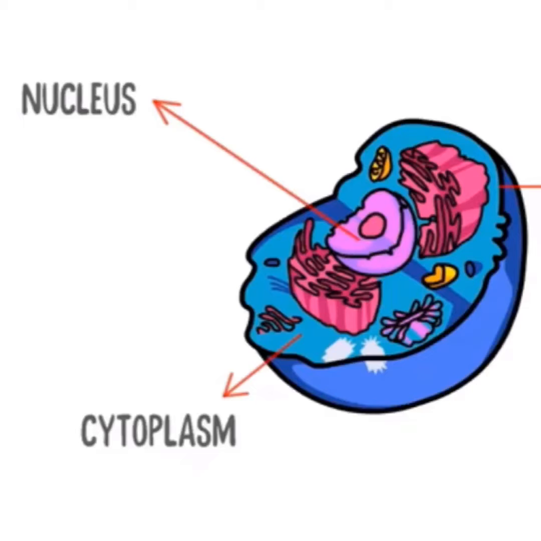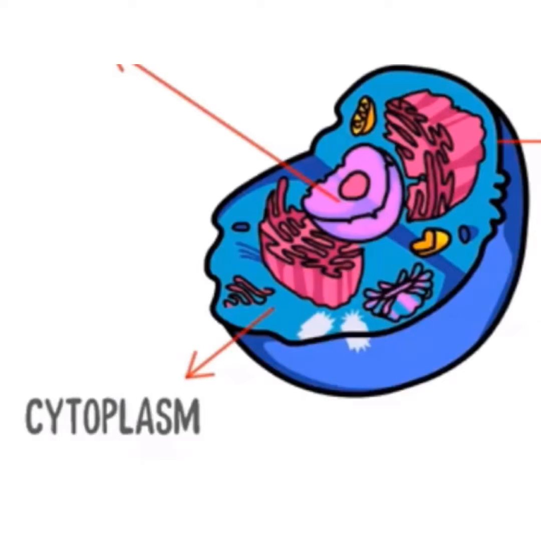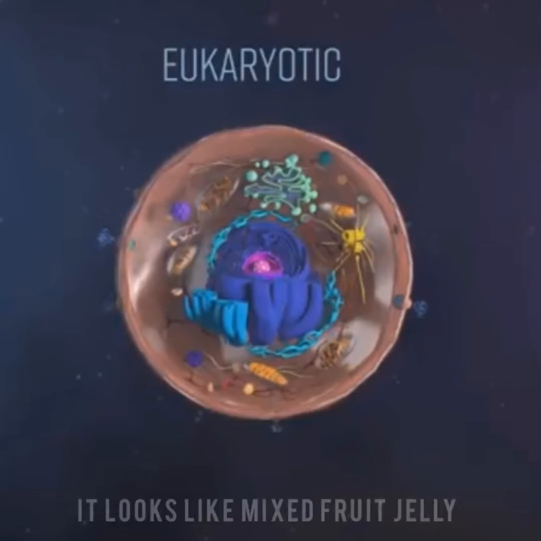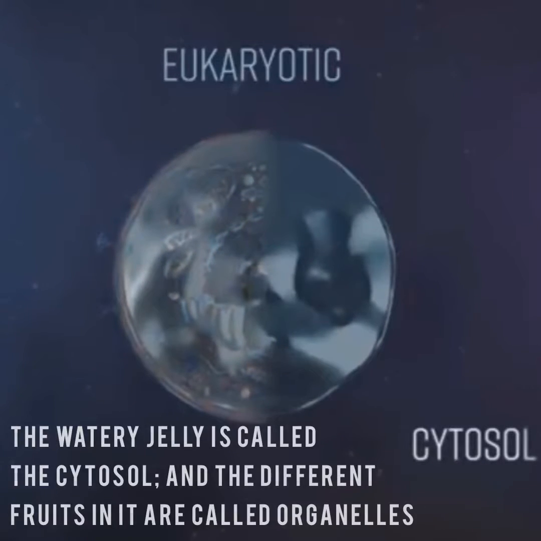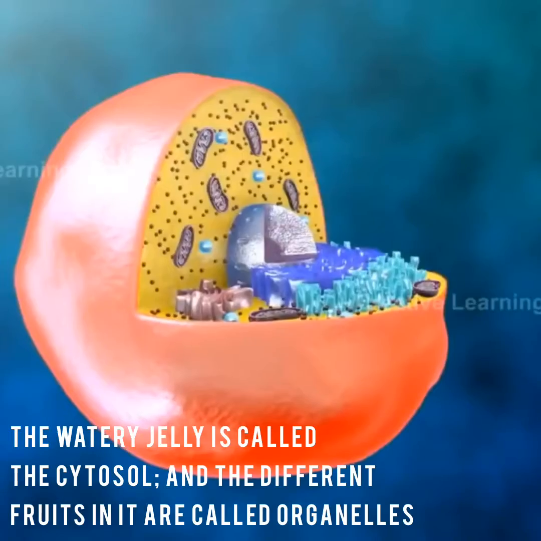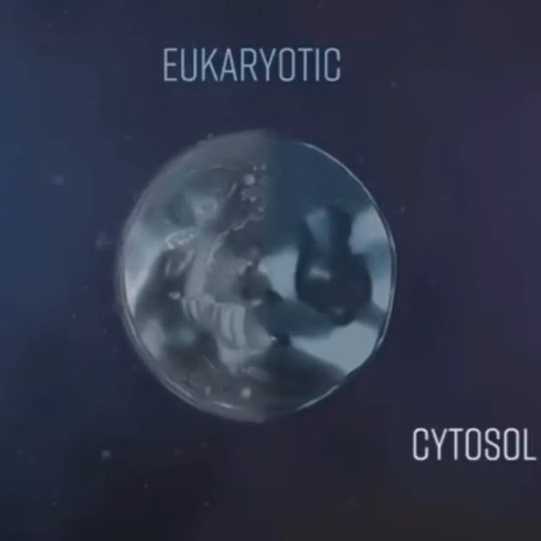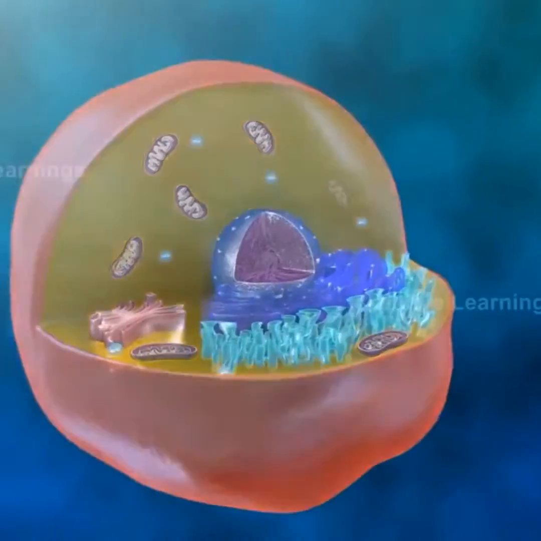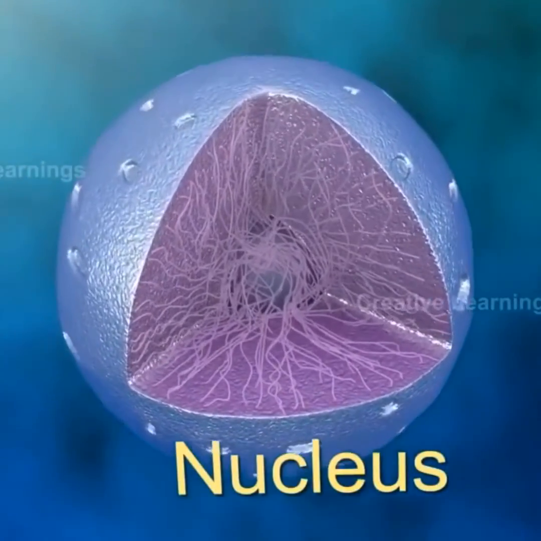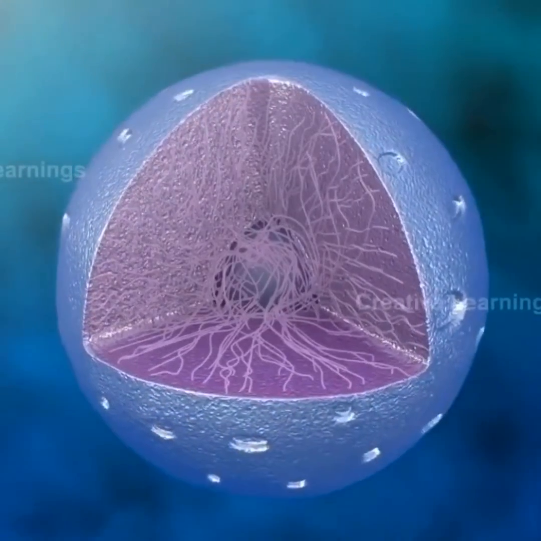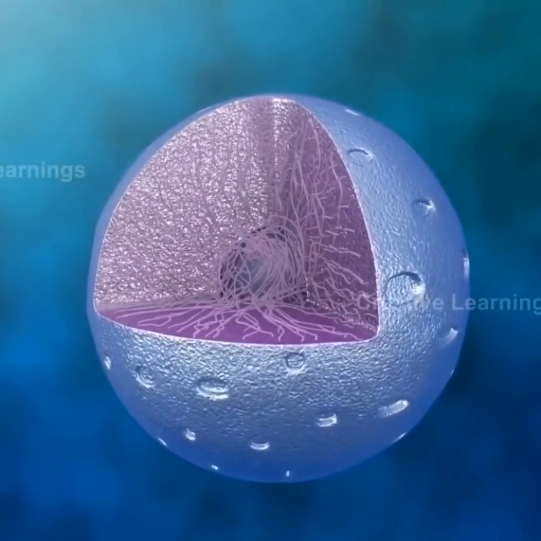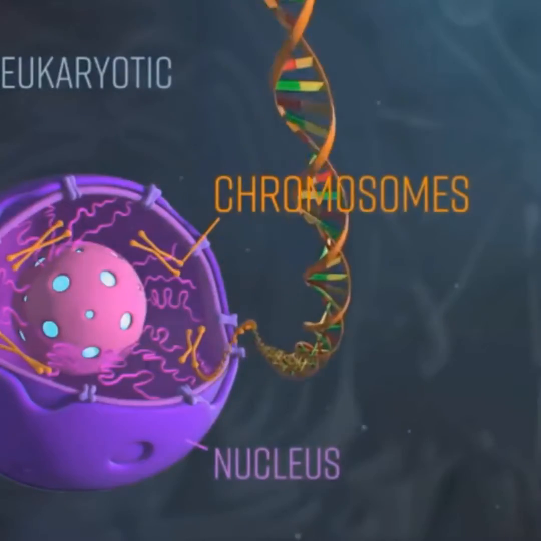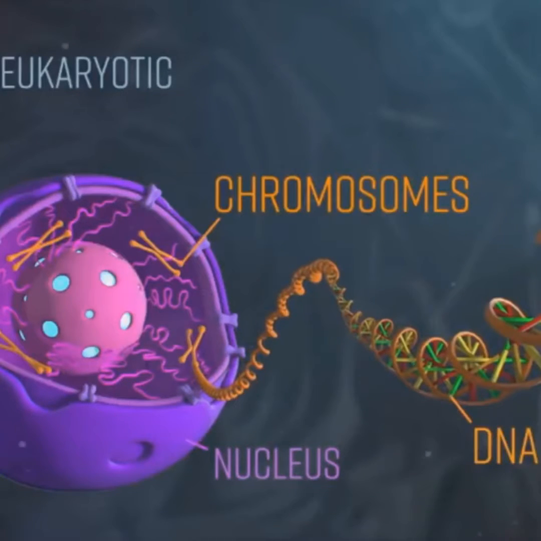Internally, the cell is divided into the cytoplasm and the nucleus. The cytoplasm is where most functions of the cell are carried out. It looks a bit like mixed fruit jelly, where the water jelly is called the cytosol, and the different fruits in it are called organelles. The cytosol also contains many molecules and ions involved in cell functions. The nucleus, the largest organelle, is separated from the cytoplasm by a nuclear envelope called membrane that acts as the brain of the cell. It contains the DNA that codes for proteins necessary for the cell to function.